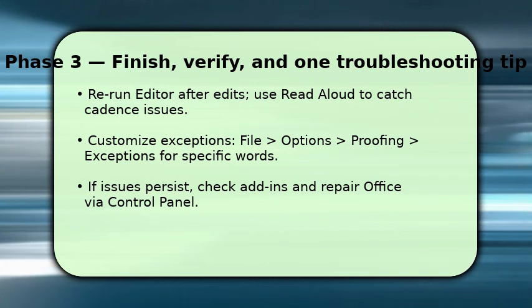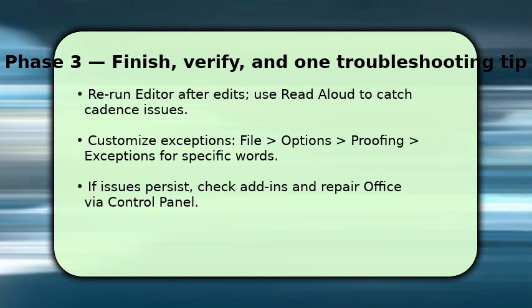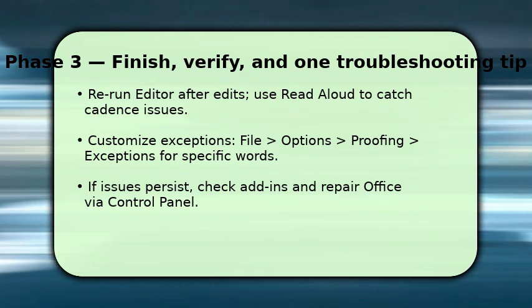checks skip them. If suggestions are missing or behaving oddly, check third-party add-ins and run an office repair via Control Panel. That often resolves corrupted proofing components. If problems persist, restart Word and your computer before further troubleshooting.